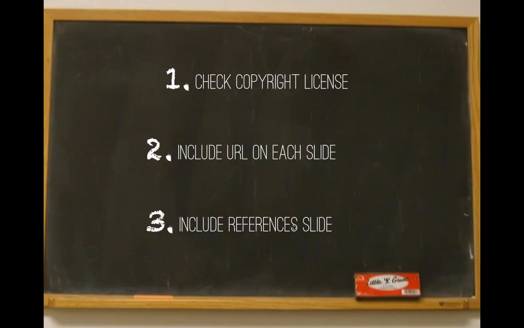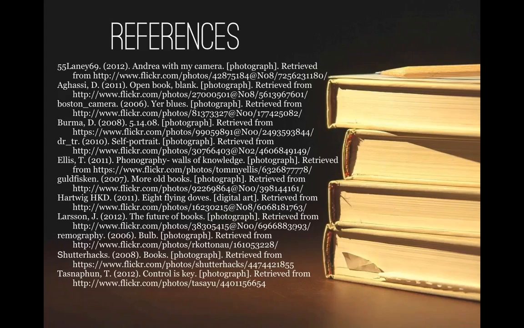You have to check the copyright license. Make sure the image is licensed for reuse under Creative Commons. Include an image URL on each slide where the image appears in the presentation. If you actually look on the bottom left hand of this slide, there's a URL. It's really faint. It's a little bit hard to see, but it's right above the line where the chalk would go on this chalkboard. And then you have to include a reference slide at the end of the presentation. This is the reference slide for this presentation that we have right here.